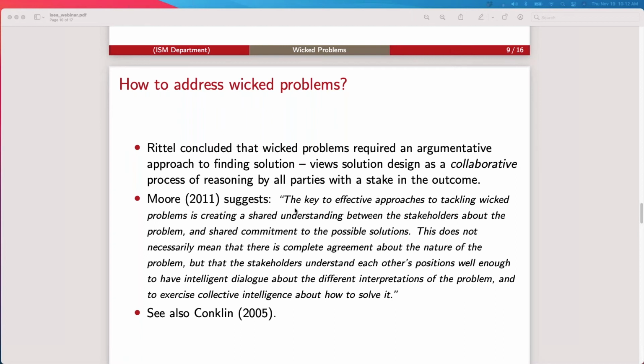Now, there's a whole other special issue of Quality Engineering that talks about collaboration, and I don't recall exactly what year, but it's within the last few years. That entire special issue hits upon what we're talking about now. This does not necessarily mean that there is complete agreement about the nature of the problem, but that the stakeholders understand each other's positions well enough to have intelligent dialogue. You can also see another reference to Conklin.